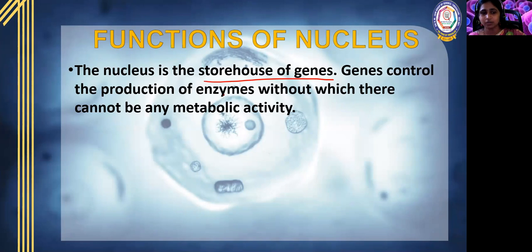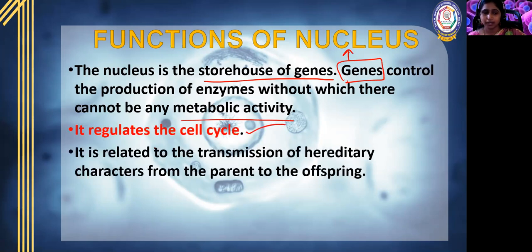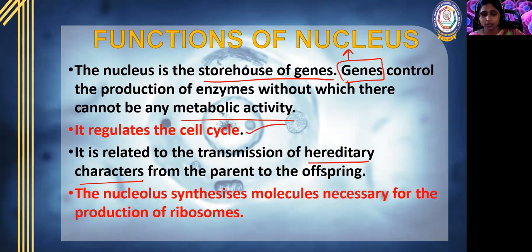Genes control the production of enzymes, without which there cannot be metabolic activity. So these genes are very important. And where are the genes? In the nucleus. It regulates the cell cycle. It is related to the transmission of hereditary characteristics. Who is doing that? The gene is doing that. So where is the gene? In the nucleus. So at last, where are we going? The core, the importance of the nucleus. The nucleolus synthesizes molecules necessary for the production of ribosomes.